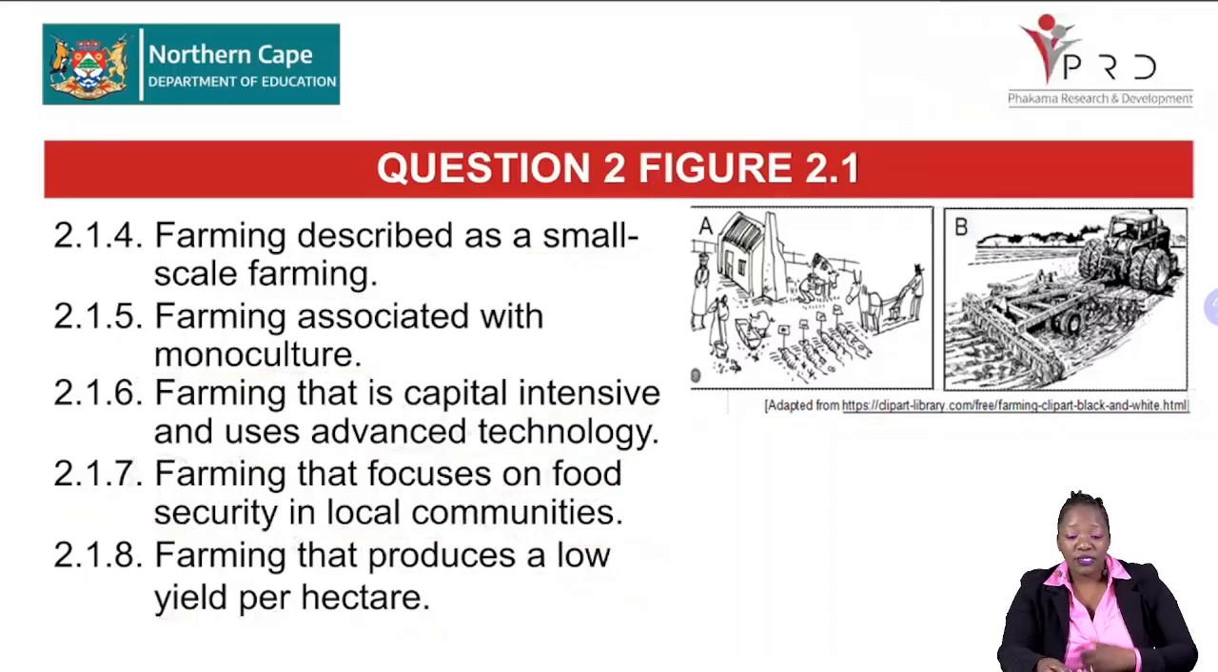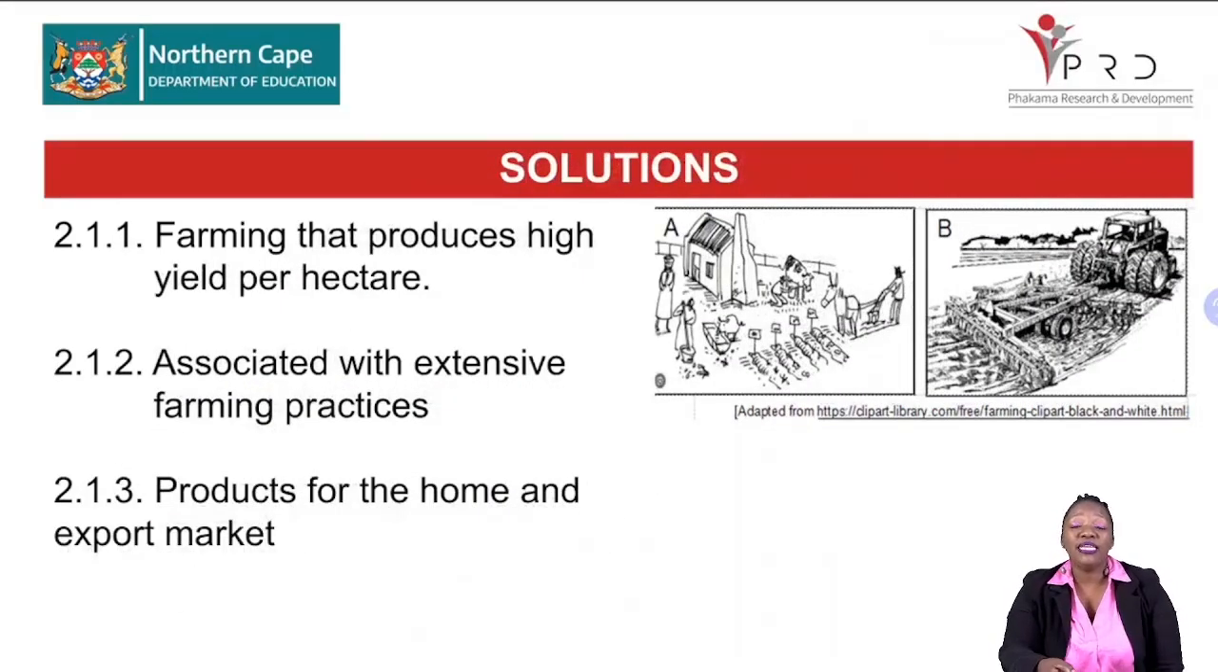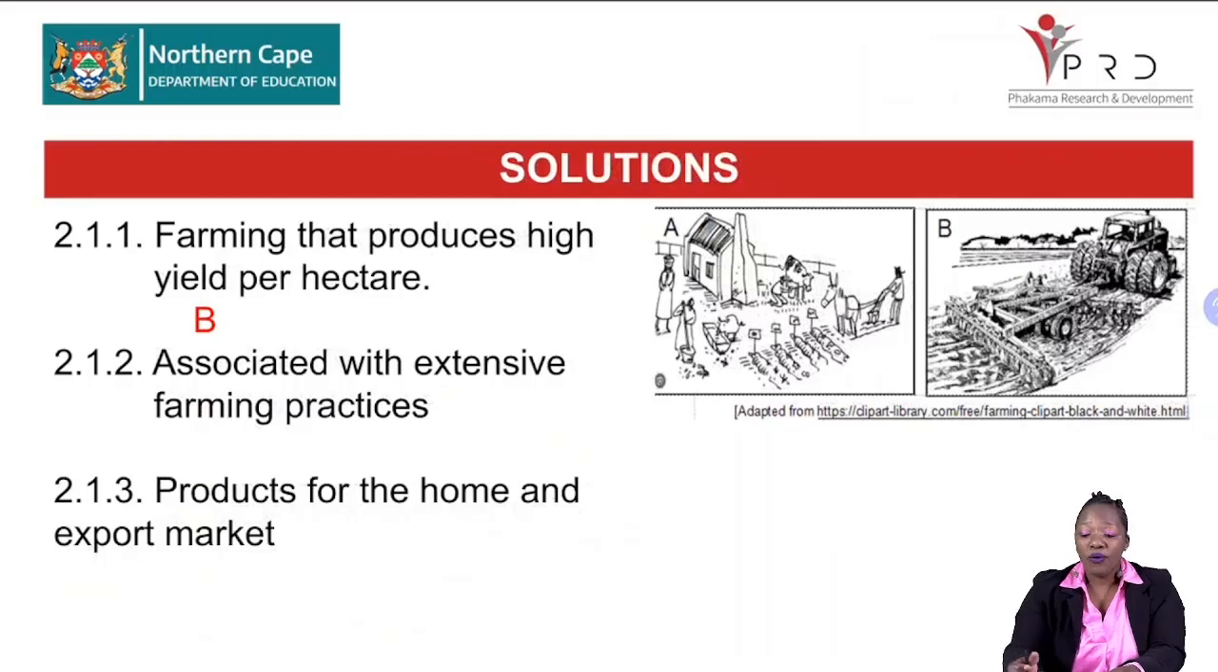With the hope that we are all done. So looking at the solutions, as the first question, the farming that produces a high yield per hectare. We are looking there, it's B. Why B? Remember B, they are using advanced technology methods. So therefore, their yield will be higher as compared to A, whereby everything is done manually.